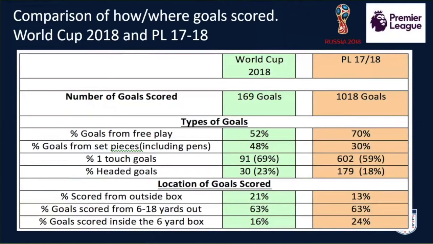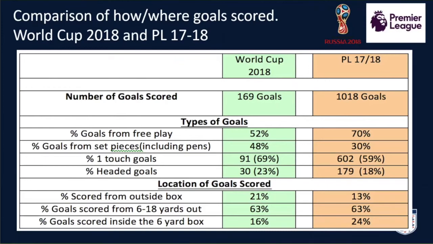This is a study. The Premier League season is actually a couple of years old, but look at the World Cup 2018. This is an analysis of all the goals that were scored in the World Cup, so the most recent World Cup. If you go down to the bottom bit where it says location of goals scored, what percentage of goals were scored from outside the box? Yeah, outside the box, 21%. What about in the Premier League? What was the percentage for goals scored outside the box in the Premier League? 13.